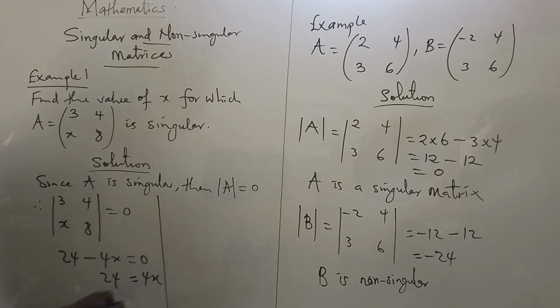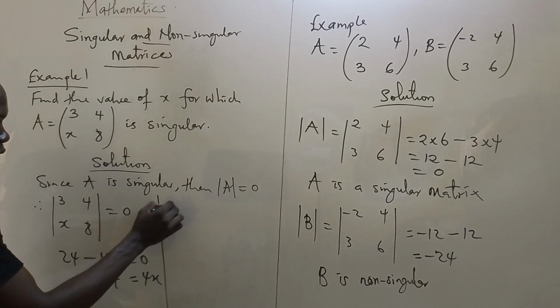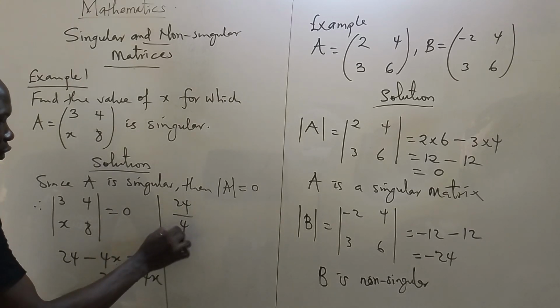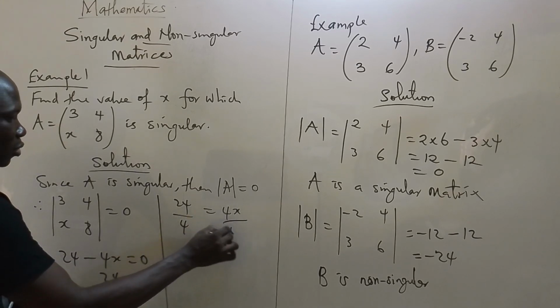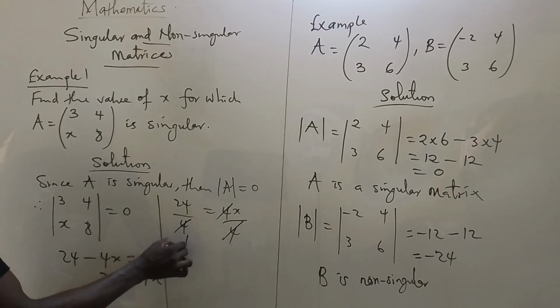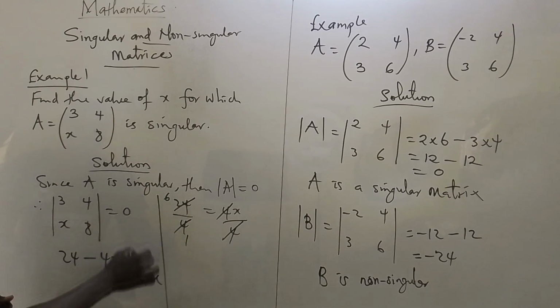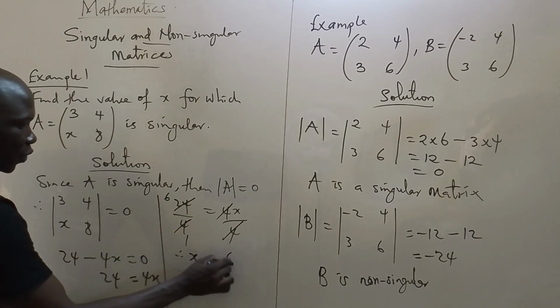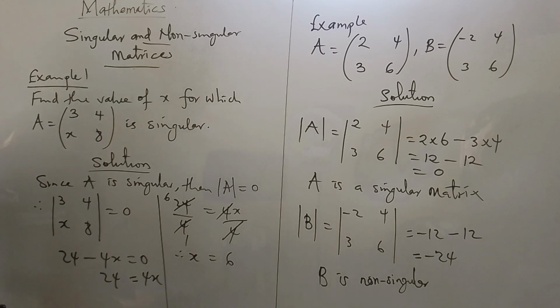Then we divide both sides by 4. Okay, so 24 over 4 will be equal to 4x over 4. 4 cancels here, 4 over 4 is 1. 4 in 24 is 6. So x is simply equal to 6. So if we set x equal to 6 here, then matrix A is going to be a singular matrix. Because 3 times 8 is 24. 6 times 4 also is 24. 24 minus 24 is 0.